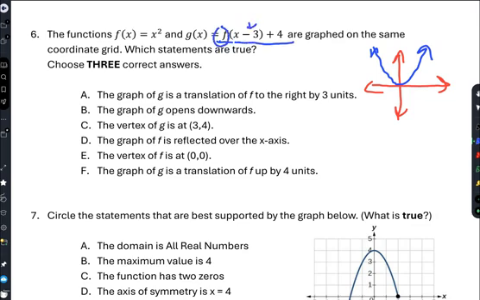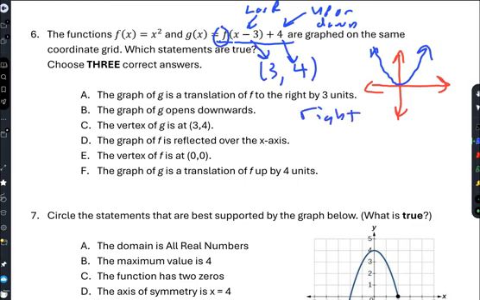You need to know that this number is left or right. This number is up or down. The opposite of that minus 3 is a positive 3, and this is positive 4. So this goes to the right 3, and it goes up 4. So I need right 3, up 4.